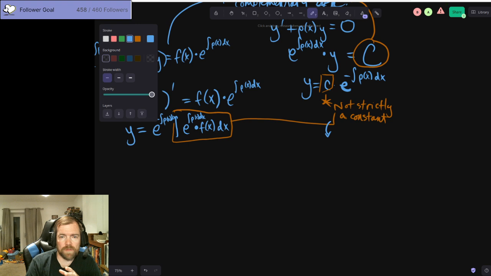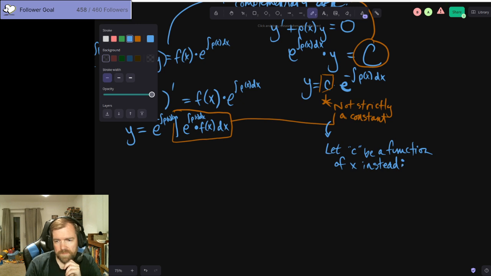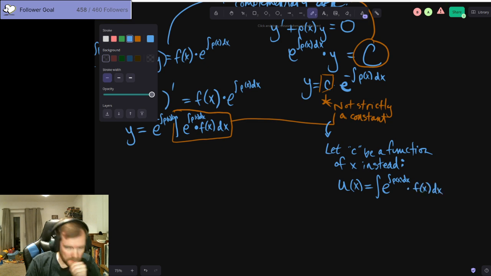So over here, if we're going about trying to solve this, u of x, which we already know from the other one, is the integral of e to the integral of p of x dx times f of x dx. Right, so we already know this thing.